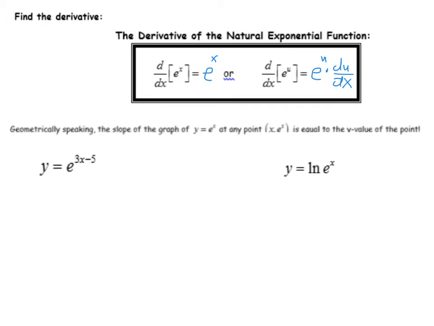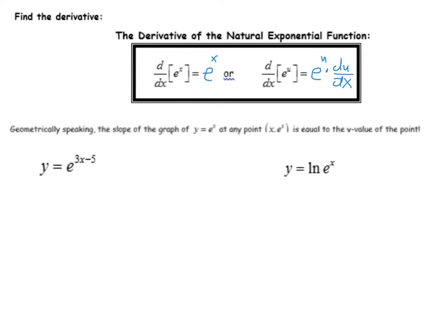All right, so geometrically speaking, I don't know if you can read this on here, but it says that the slope of the graph of y equals e to the x at any point x, e to the x, is equal to the y value of the point. So what that means is that on the graph of e to the x, the derivative, which remember is the slope of the tangent line at any point, is the same as the y value on that graph all the way up. Kind of interesting. That's why the derivative is the same thing as the function.